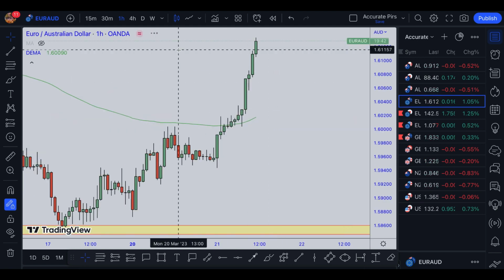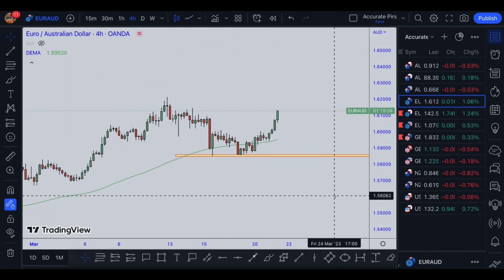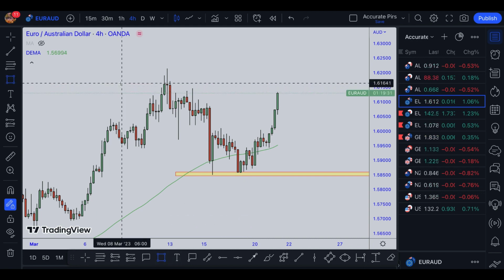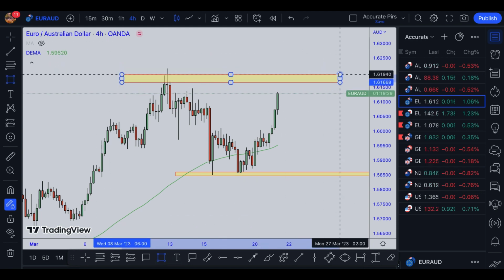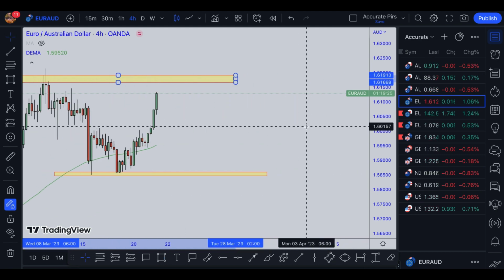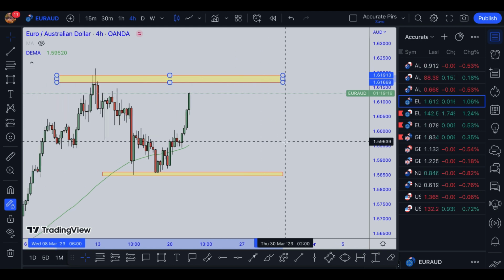So let's move on to Euro AUD. Wow, that is just shooting off the support and resistance level. You can see it's shooting towards the upside, and that is just going for it. So we're just going to have to highlight this resistance level right here and see how the market reacts with that resistance level.